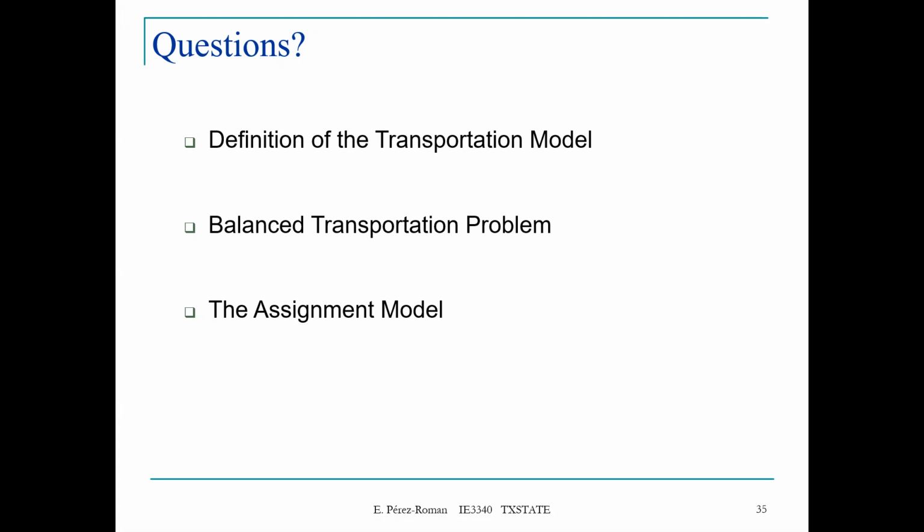So in one, you're assigning suppliers to demand nodes. In the other one, you are assigning workers to jobs. So a 1-1 relationship. So that's all for this lecture. And we'll continue with a different topic on the next video.